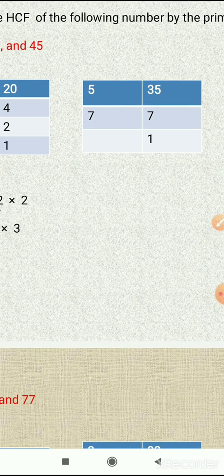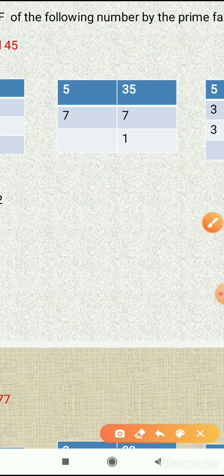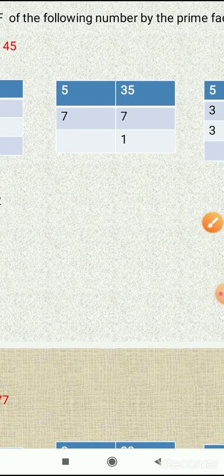Now next example is 35. So here also factor of 35 are 5. Okay, so we divide 35 by 5. We get quotient 7. 7 is a prime number, so we divide 7 by 7. We get quotient 1. Okay, 7 ones are 7. In this way here we get prime factorization of 35, 5 into 7. Remember that all the divisors are prime number.